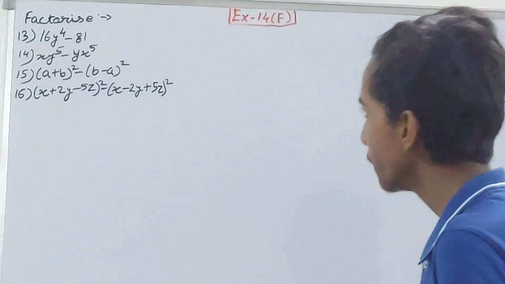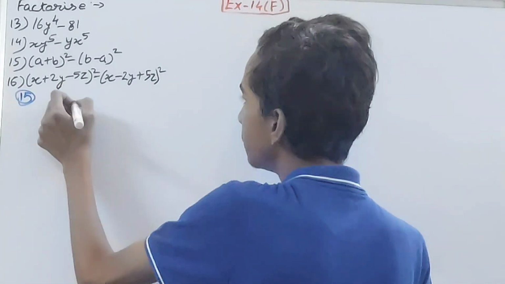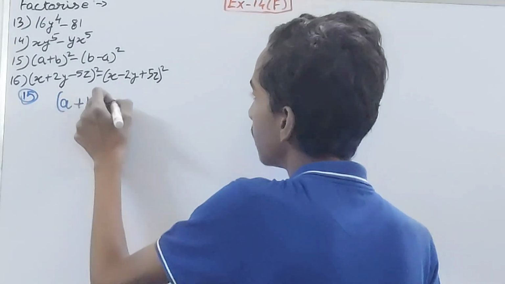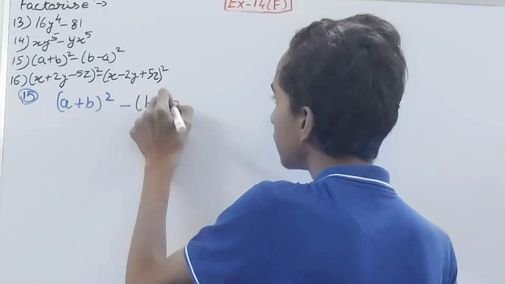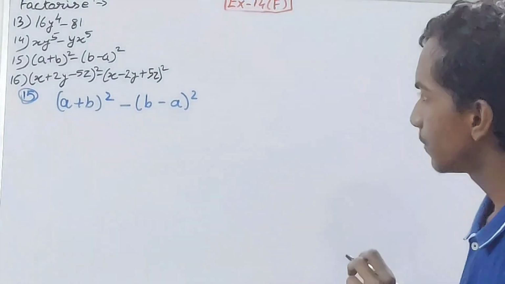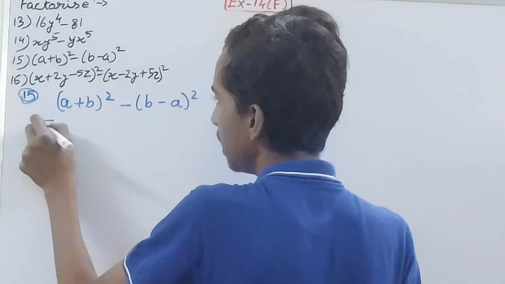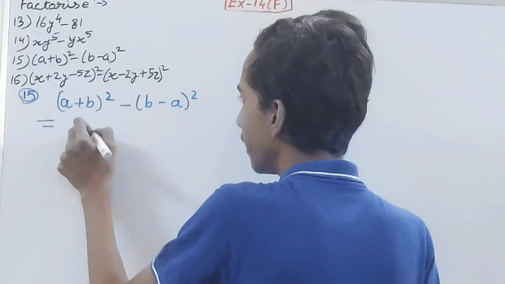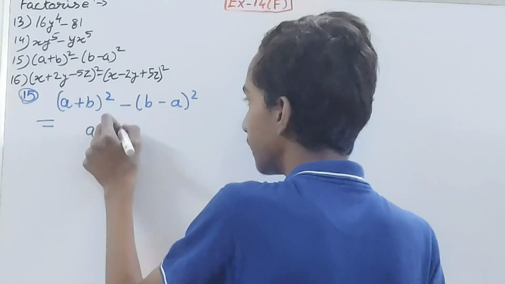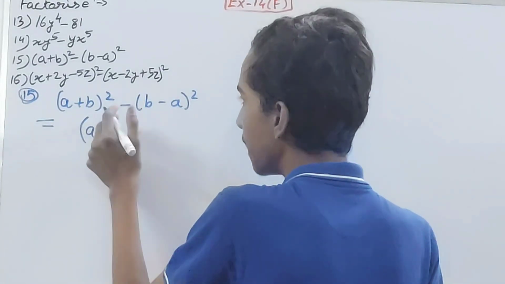Now come to the next question. You have here in the 15th question what? A plus b whole square minus b minus a whole square, right? Now again it is very clearly visible also, right? You don't need to do anything. See, a plus b whole square, right? So write it like this, okay, a plus b in one bracket and use the identity now.